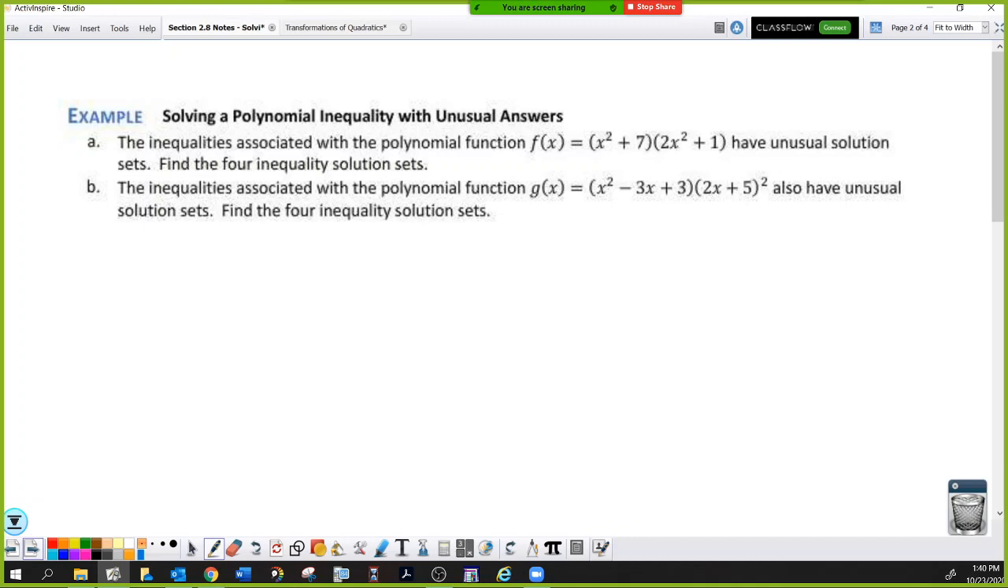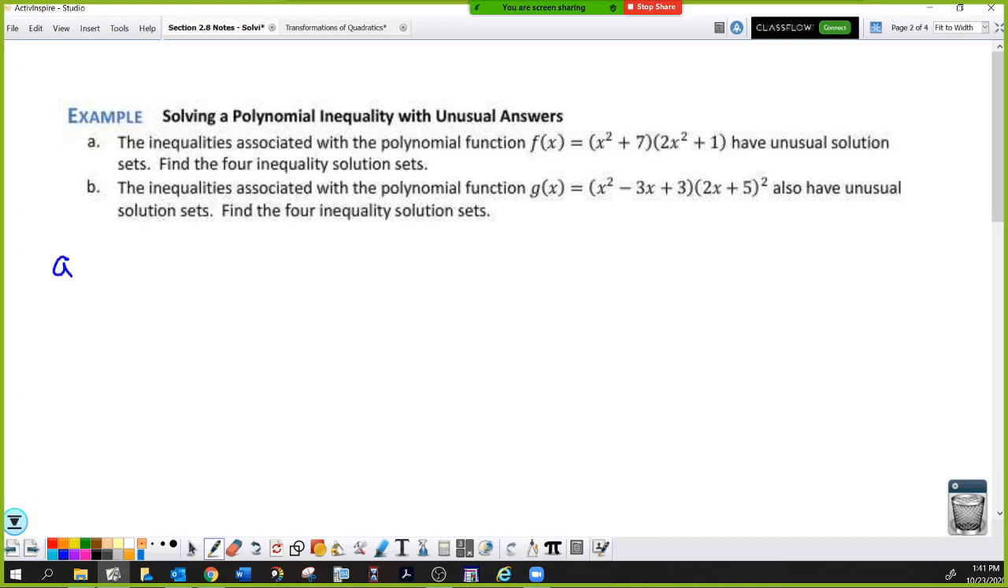Alrighty, let's see. Solving a polynomial inequality with unusual answers. Wonder what makes these unusual. It says that the inequalities associated with the polynomial function, that means all four: greater than, equal to, less than, less than or equal to. The four inequalities associated with this polynomial function have unusual solution sets. Find the four inequality solution sets. I wonder what would make them unusual.